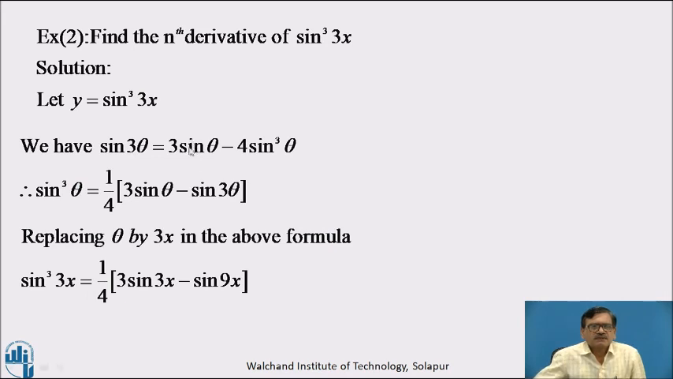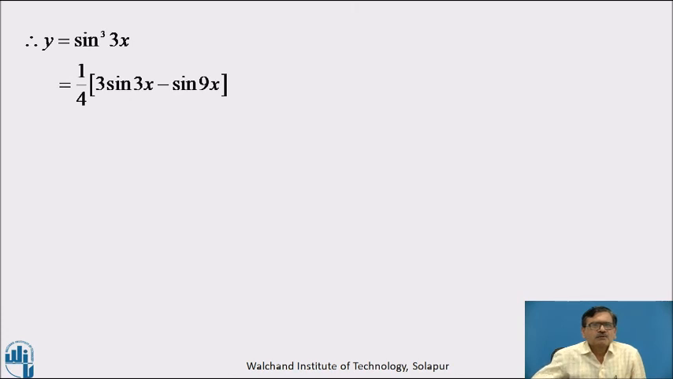Now replacing theta by 3x in the above formula, because we are required to calculate sin cube 3x. Therefore, sin cube 3x equal to what we get, 1 by 4 into bracket 3 sin 3x minus sin 9x, replacing theta by 3x. Therefore, we can write y equal to sin cube 3x, which we can write as 1 by 4 into bracket 3 sin 3x minus sin 9x.